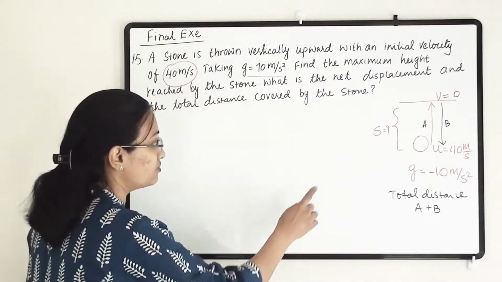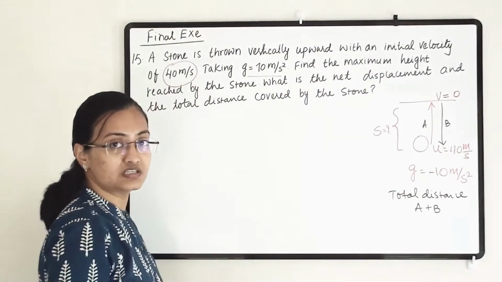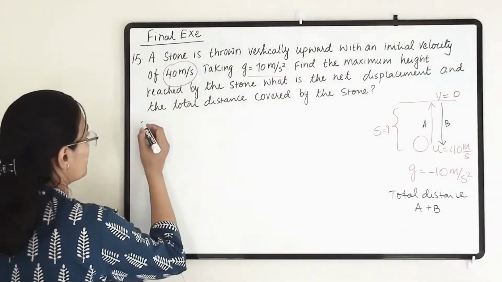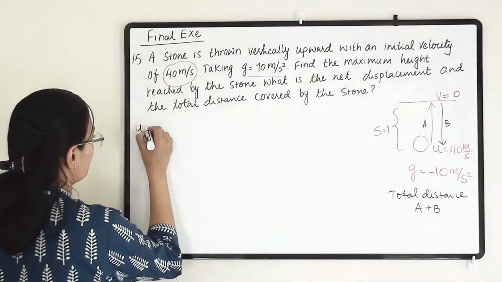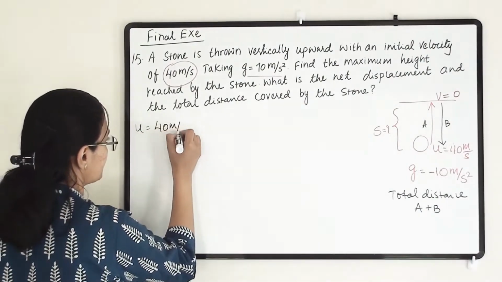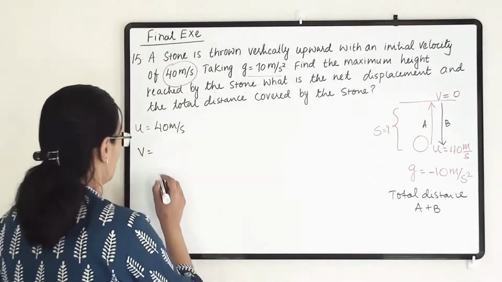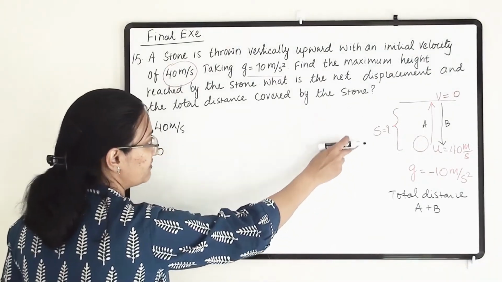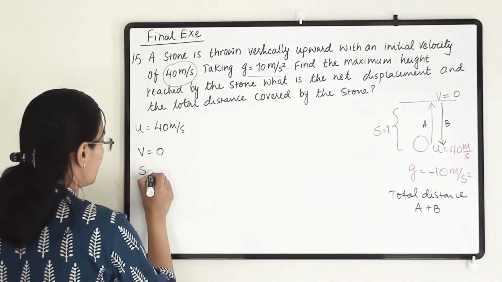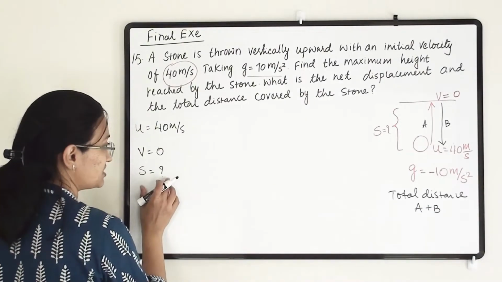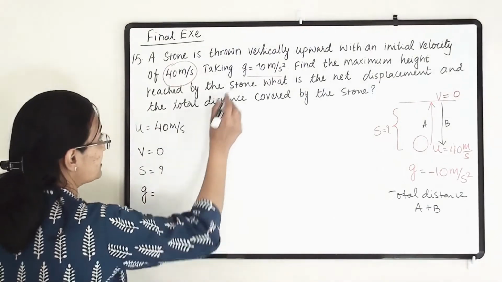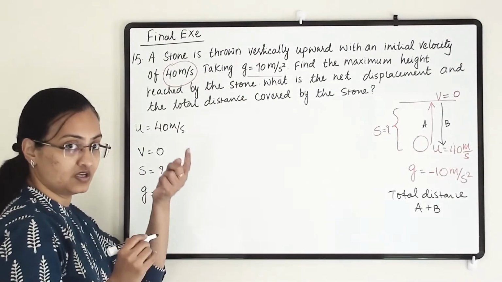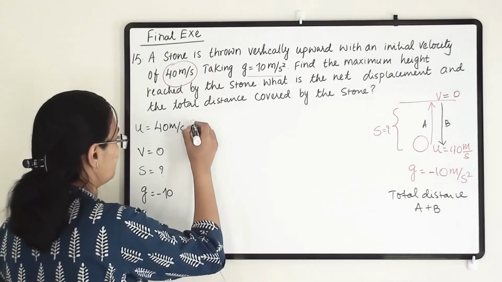So let us first find out how much distance it covers when it reaches the top. Let us note down what all things we have. U equals 40 meter per second. V equals 0, because when it reaches the top, its final velocity is 0. S we have to find out, the distance it will cover. And G, as they said, we are going to take 10, and that too minus because it is going against the gravitational force.